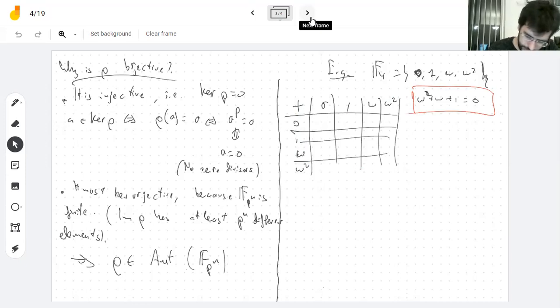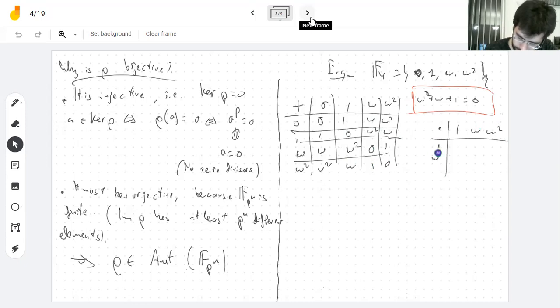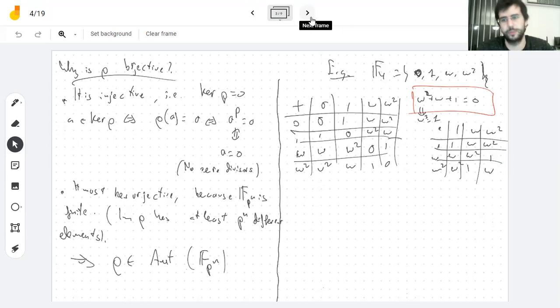How does it go? Well, you add zero to anything, you get it itself. You add anything to itself, you get zero because 1 + 1 is zero. You add 1 + omega, you get negative omega squared. The table is symmetric. And omega plus omega squared is one. And multiplication goes like this. This equation implies that omega cubed is one. So omega times omega is omega squared, one times anything is itself, and omega to the fourth is omega, because omega cubed is one.